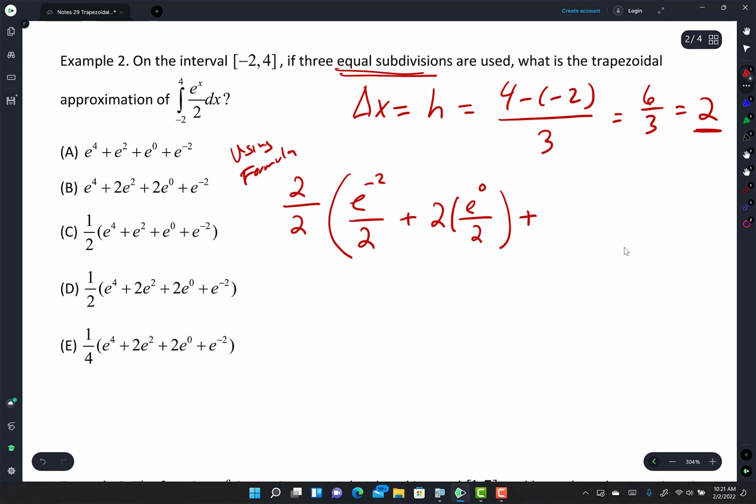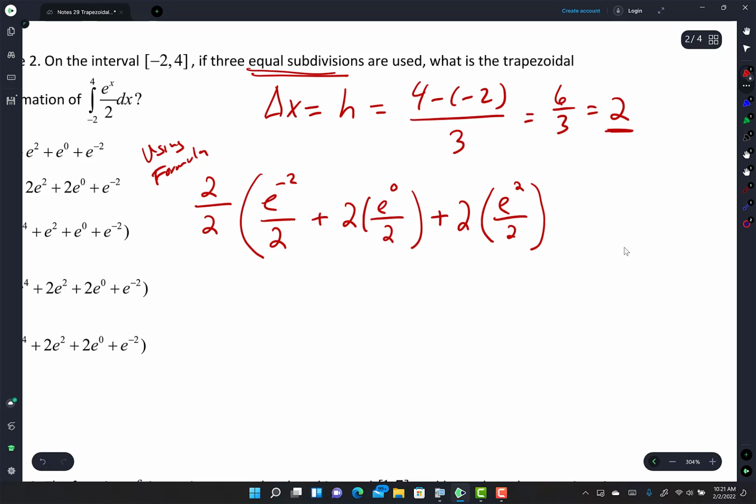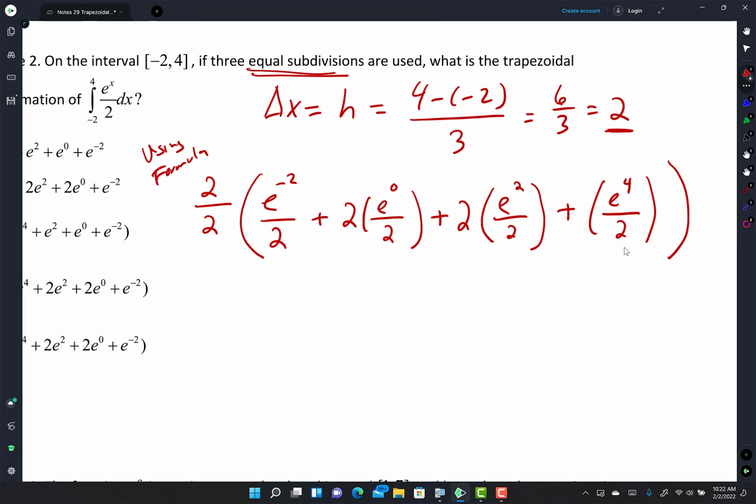My next coordinate, plus 2, giant parenthesis, e to the, oh, actually, how many times? Oh, yeah, we're good. We're still good. Second, over 2, close it. Okay, let's see if you guys know. What about the next one? Perfect. Do I put a 2 in the front? No, the endpoints do not have the 2. e to the 4 over 2. Close it, close it. Are we okay?